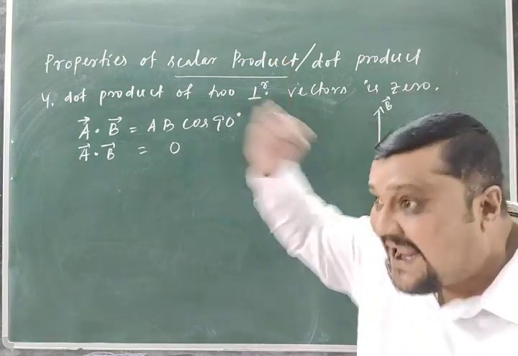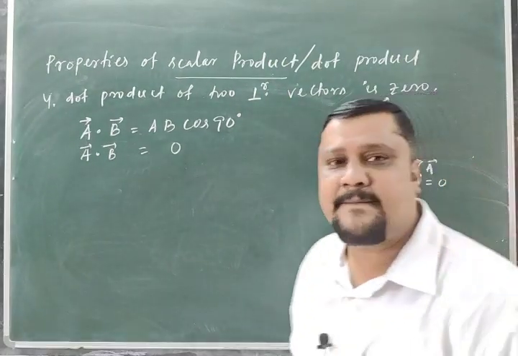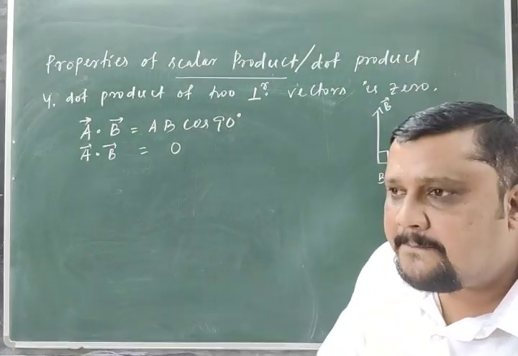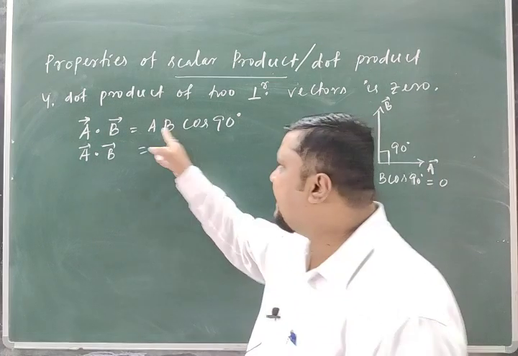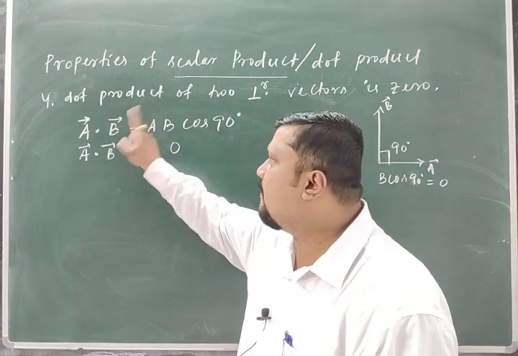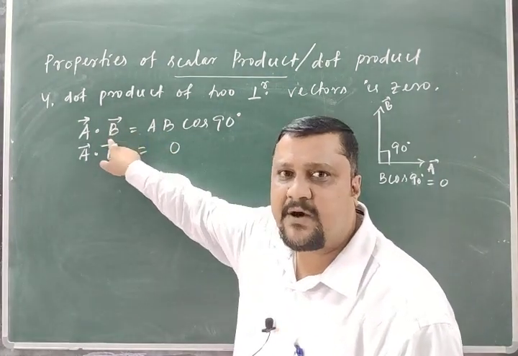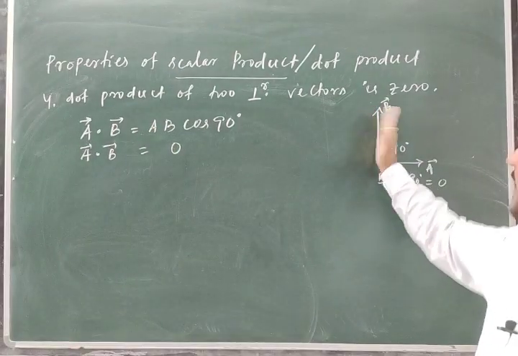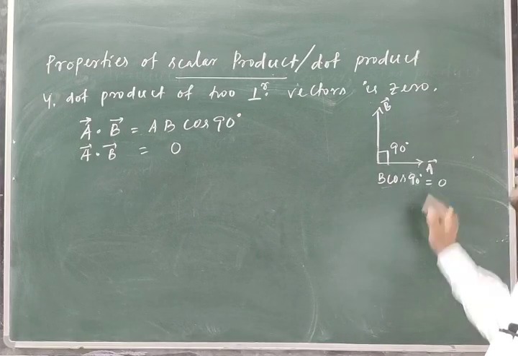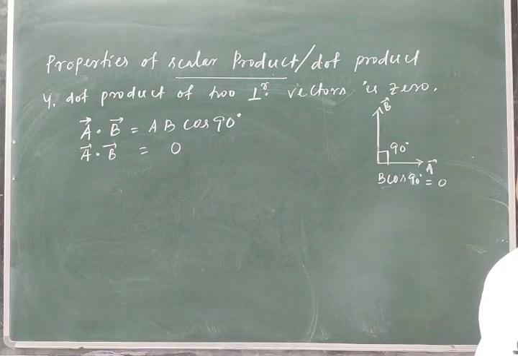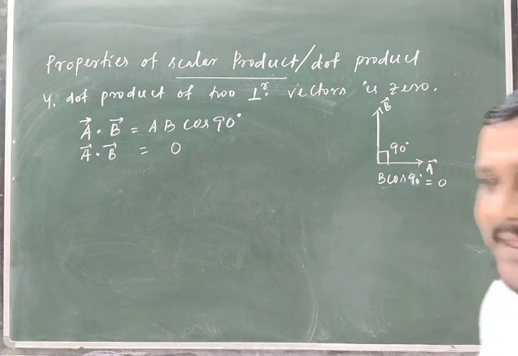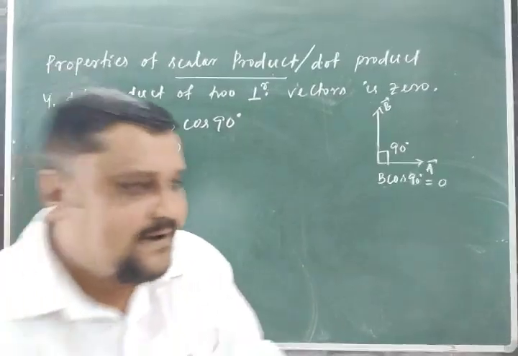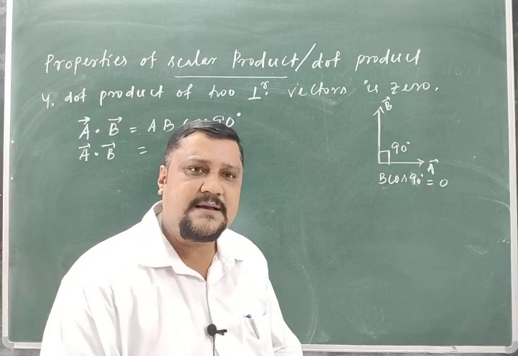So if you go to the second definition, what are we writing there? The dot product of two vectors is defined as the magnitude of one vector and the component of the other vector along the direction of that vector. The component of B along the direction of A is equal to 0. Clear? So that means the perpendicular component of a vector is 0.